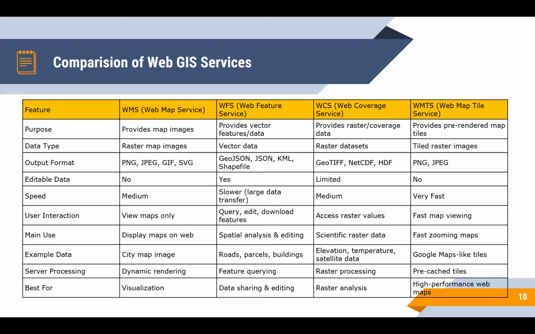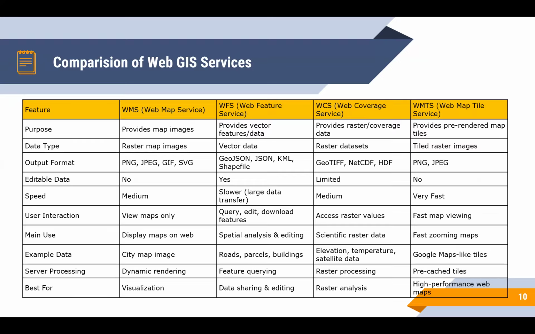WFS will provide you the vector data, the actual features. Because of the actual features, we are able to edit the data. WCS will provide the raster data. WMTS will provide you small tiles. The data type of WMS is raster map image, WFS is vector data. The output format of WMS is PNG. The output format of WFS is GeoJSON, JSON, KML or shapefile.